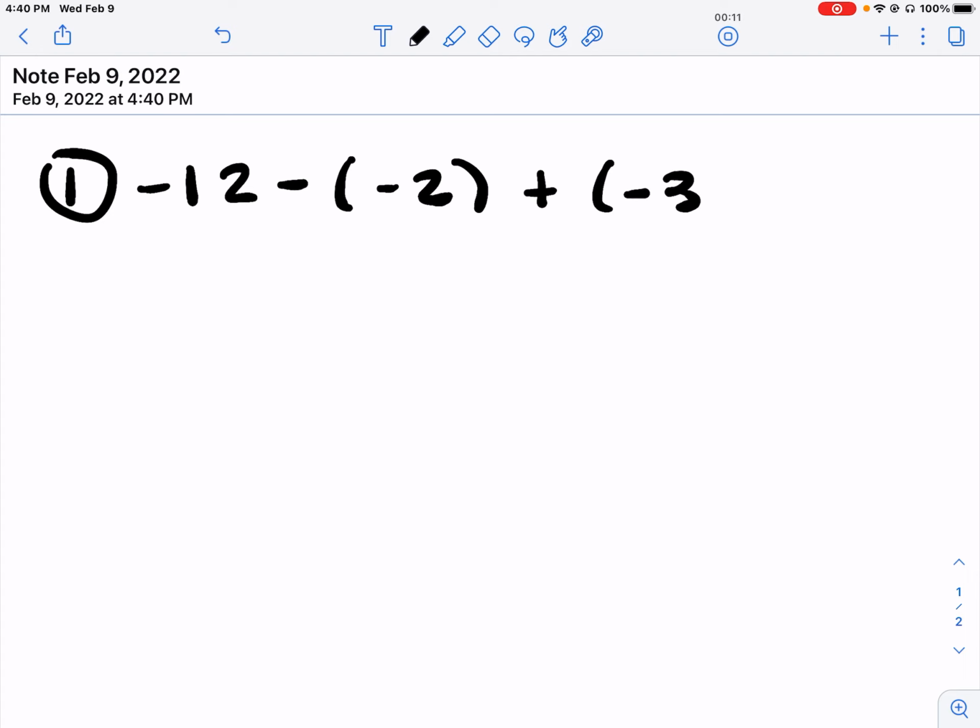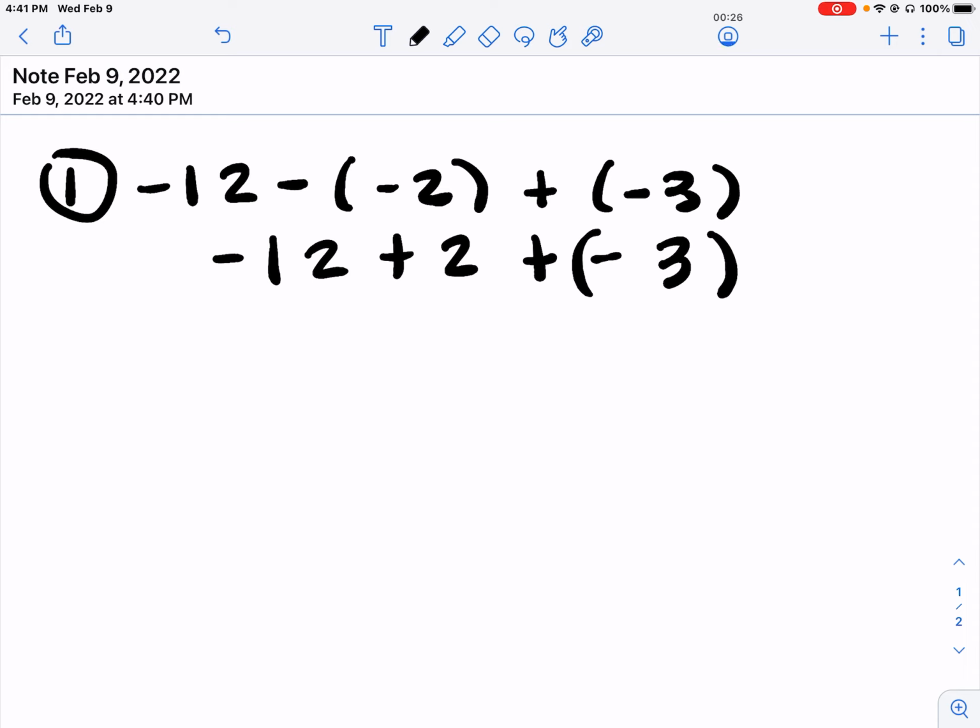Okay, practice test. Negative 12, subtract a negative. Subtract a negative is like taking away debt, which is good.